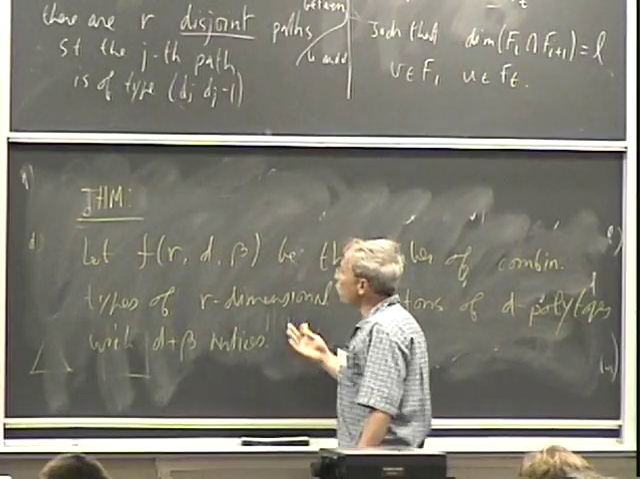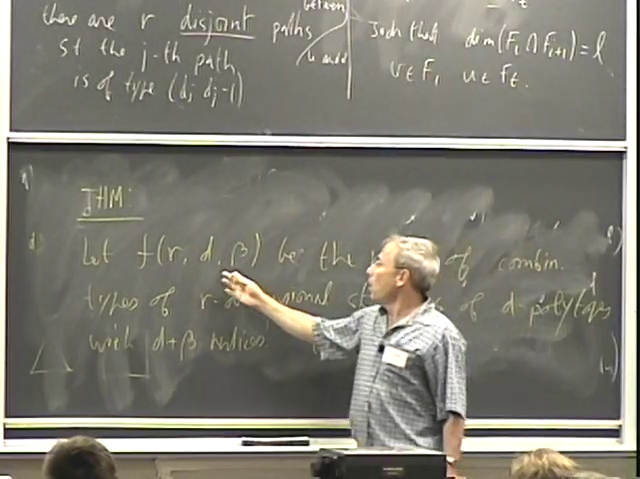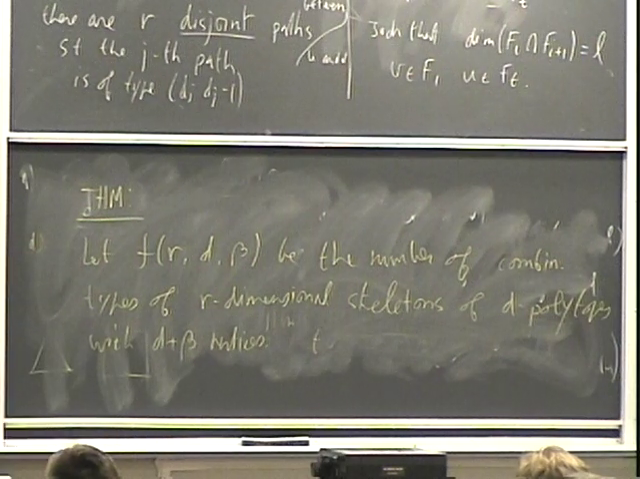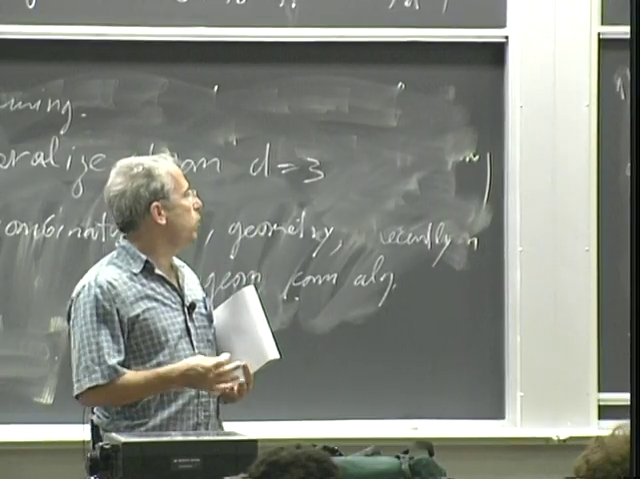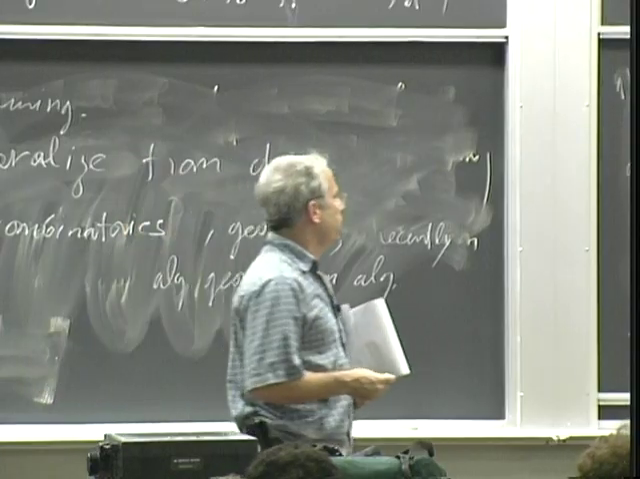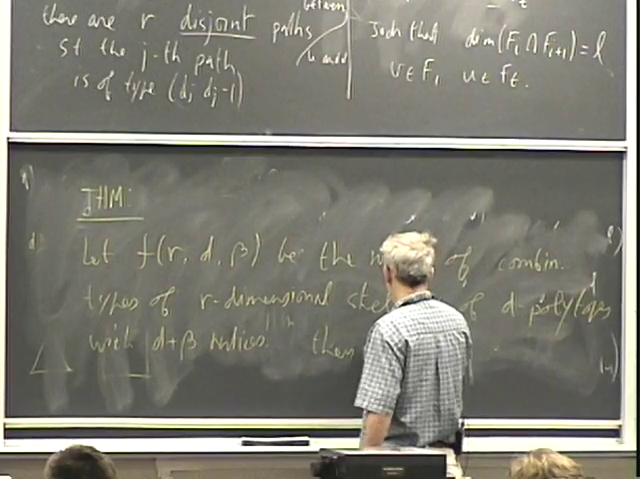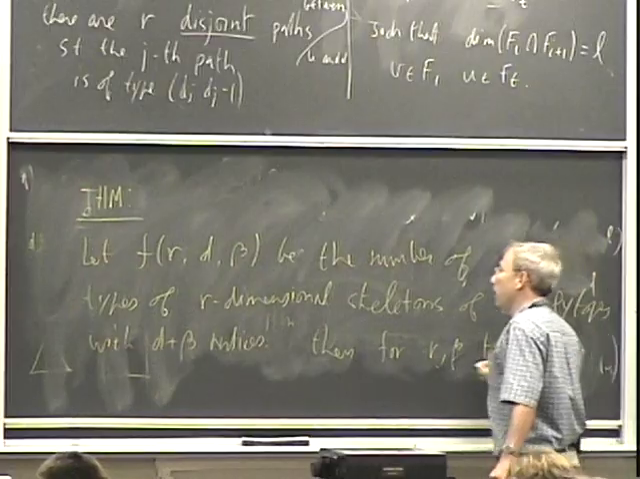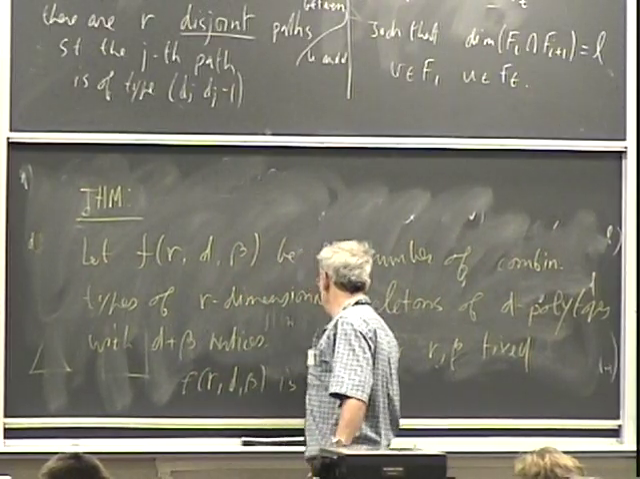So for example, if r is equal to 1, this is the number of graphs. For example, you can ask, what is the number of graphs of d-polytopes with d plus 7 vertices? Or what is the number of two-dimensional complexes which can occur from d-polytopes with d plus 1,000 vertices? Then, for r and beta fixed, f_r(d, beta) is bounded.